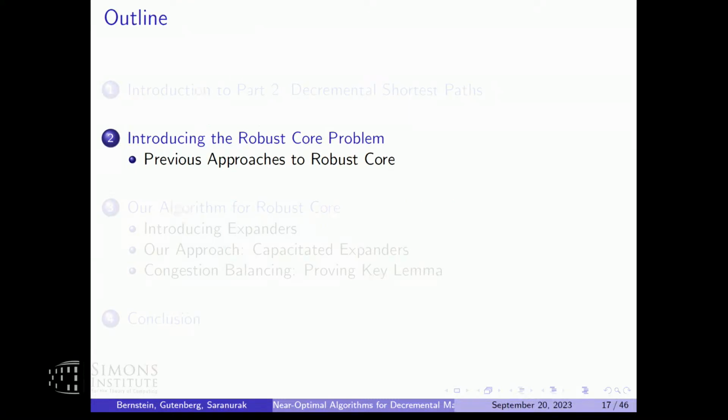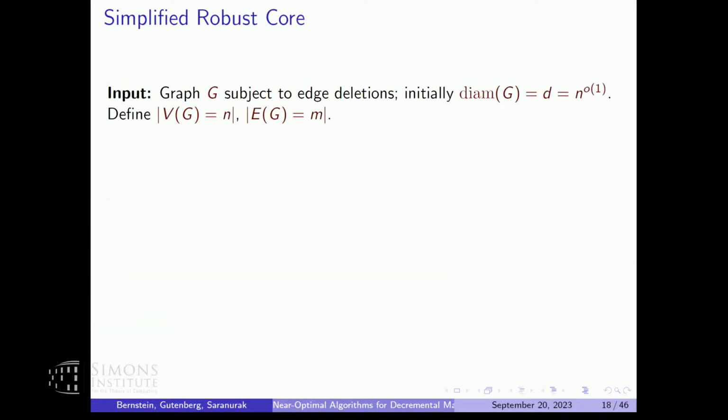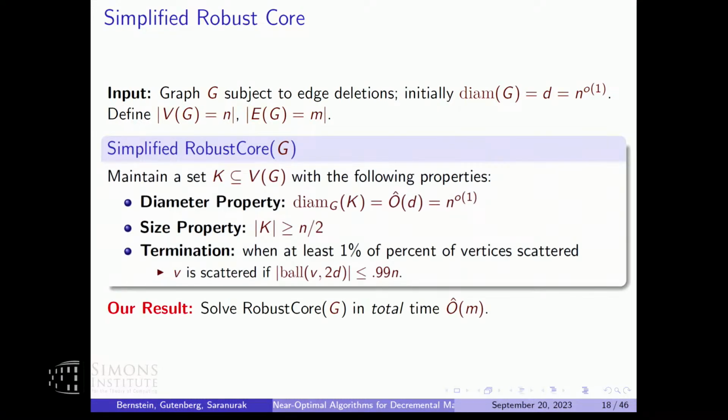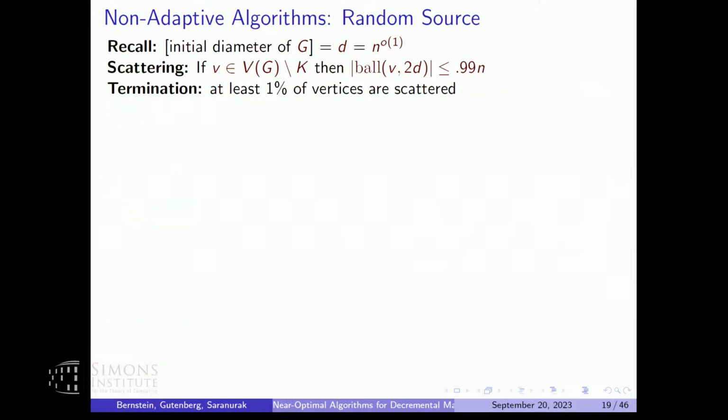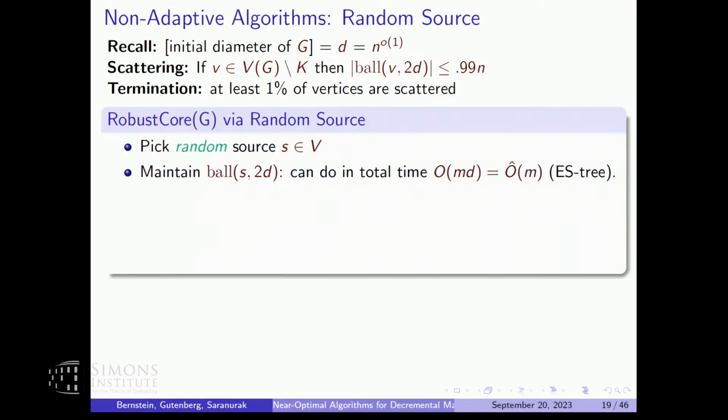Okay, so let's quickly talk about previous attempts to solve this problem. Again, other papers don't do so explicitly, but implicitly they're solving this problem. I said that this problem, robust core, is the hard part for adaptive adversaries. In particular, it's actually really easy against an oblivious adversary. The algorithm, I'm low on time, so I'll just quickly say it, is you pick a random source in your graph, and you maintain a ball around your random source. And that ball just is your core.